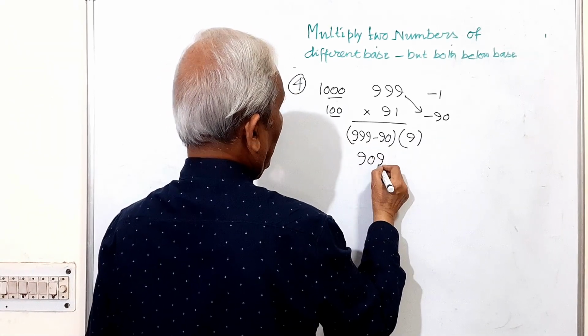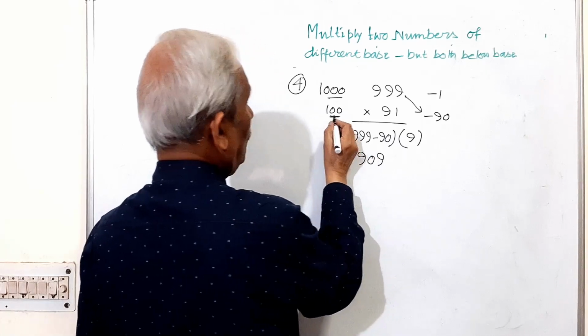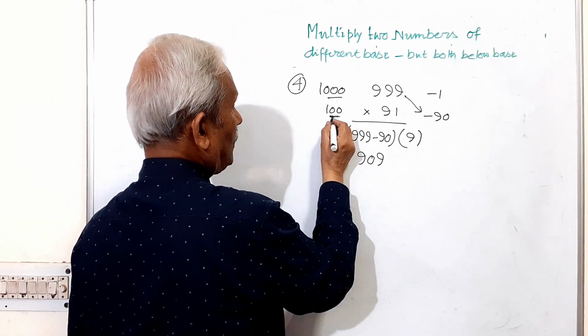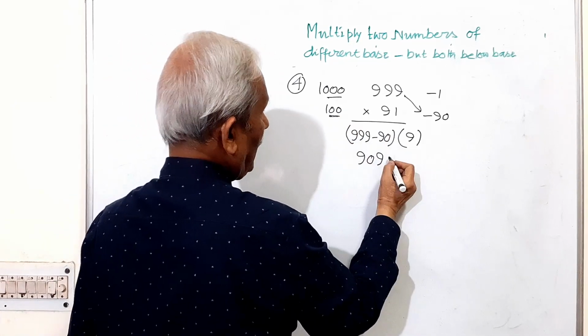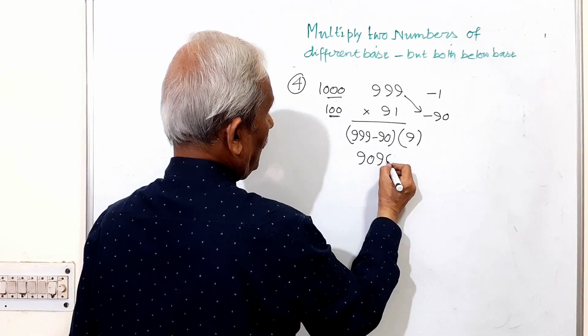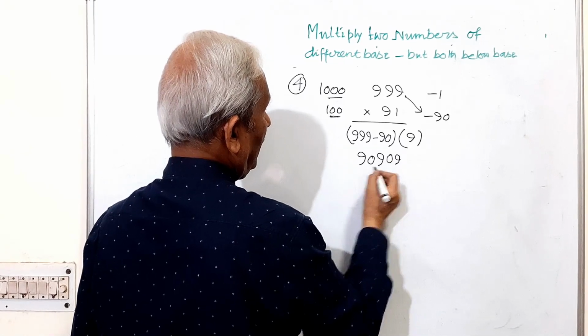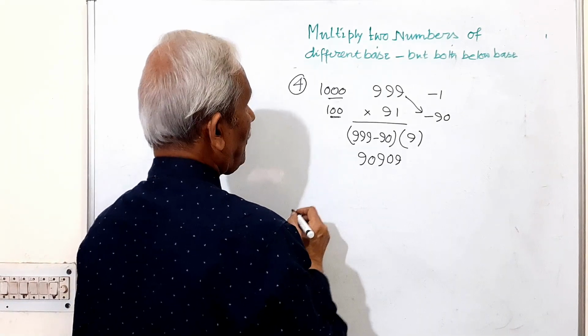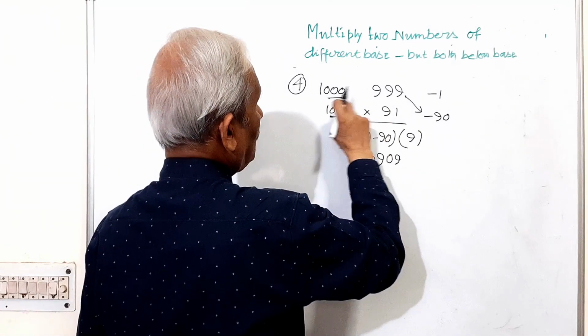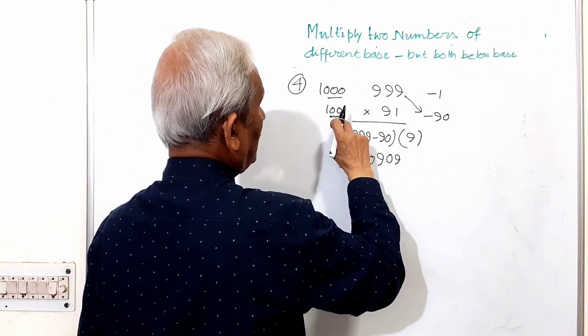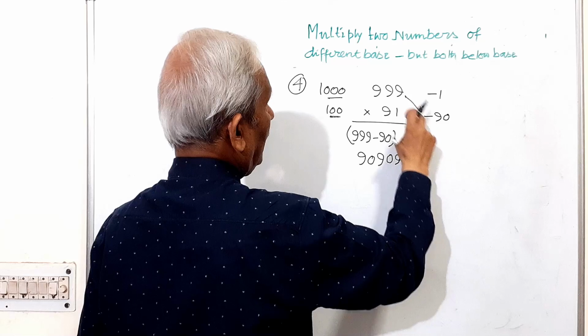So this becomes 909, and the smaller base has got 2 zeros. So we can have 2 digits here. So we write down 1 0 here and 1 9 here. 90909. 999 minus 1000 is minus 1, 91 minus 1000 is minus 9.